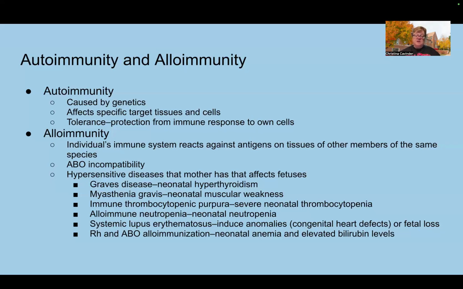And then we just talked about the Rh-ABO alloimmunization, which is probably the most common one that we see, and that causes breakdown of the fetus's blood cells. And so you have neonatal anemia and elevated bilirubin levels, because bilirubin is a byproduct of the breakdown of red blood cells.